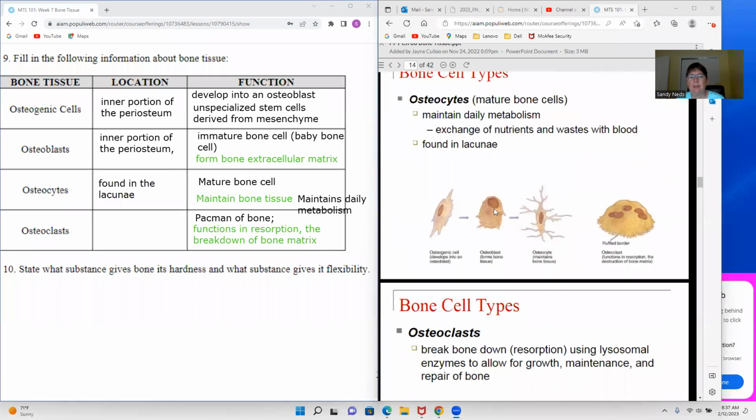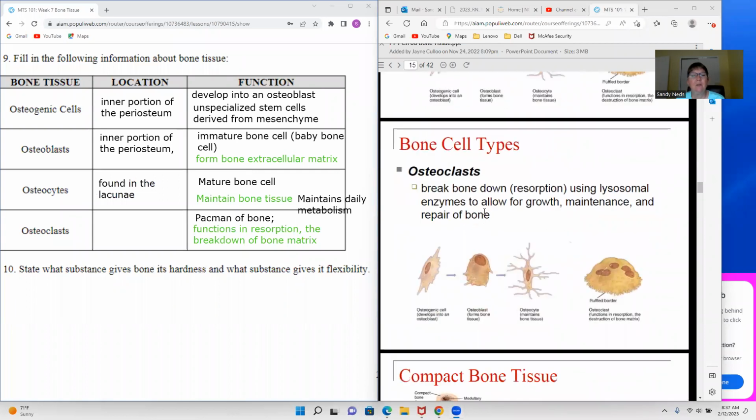All right, let's go to the next slide. The osteoclasts are the Pac-Man of the bone. They break down, they resorb using the lysosomes in it. And that allows for growth and maintenance and repair of the bone. And they're found throughout the bone. So let's put that.